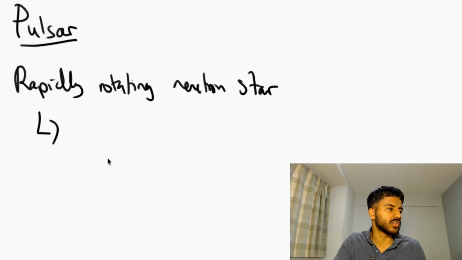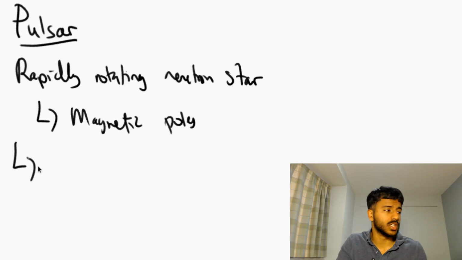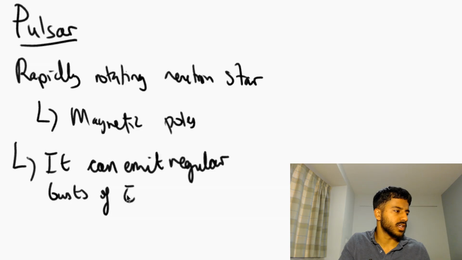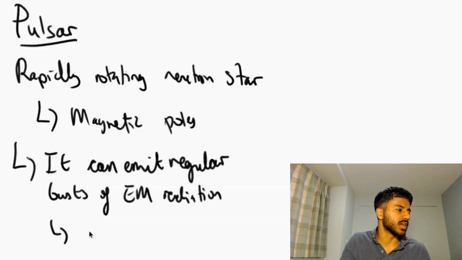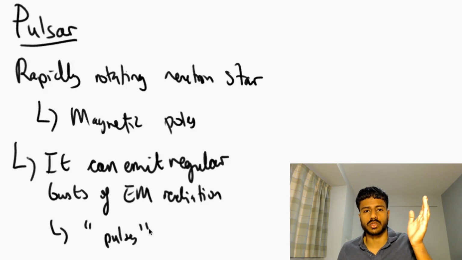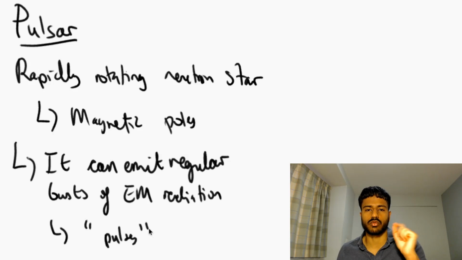And because of this rapid rotation, it can actually exhibit magnetic poles. Now, because of this rapid rotation, it can emit regular bursts of EM radiation. In other words, it can emit pulses, hence why it's called a pulsar. So if you were to point in the direction of a neutron star, you would see at regular time intervals different signals coming from that star.